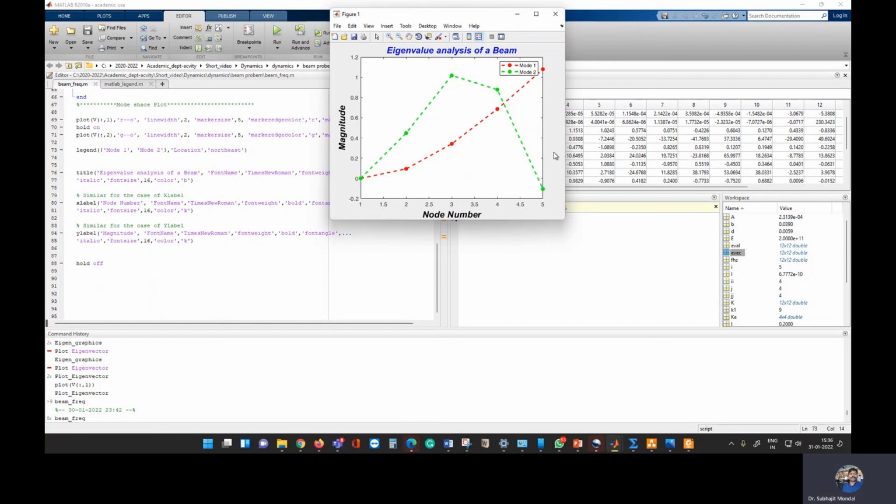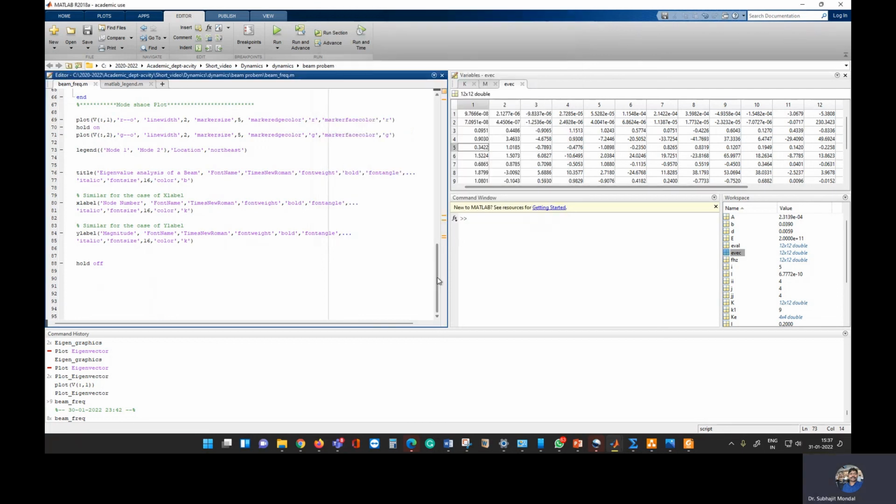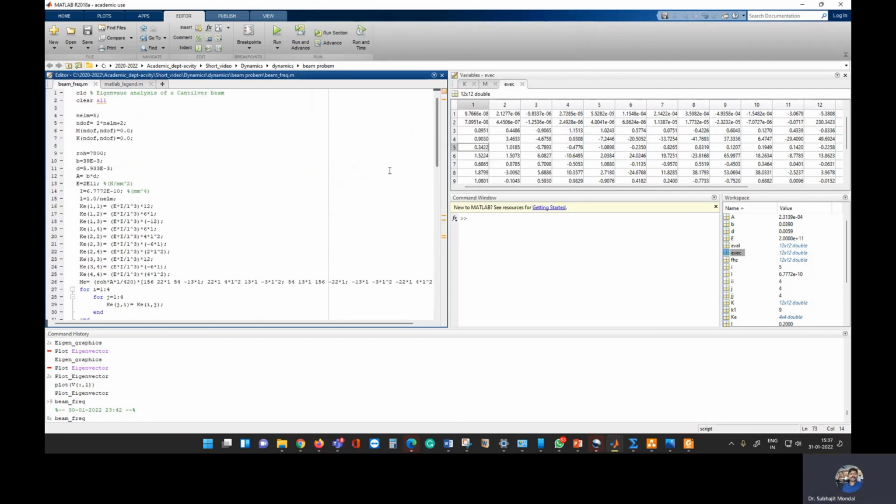Now here you can see this shape is not smooth enough. If you want a smooth shape, in that case you have to increase the number of nodes or number of elements, or in other words the number of degrees of freedom. If you increase the number of elements, you will have a smooth mode shape here. One more thing you also have to know: we also have to perform our convergence study, because that is one parameter for the finite element model.